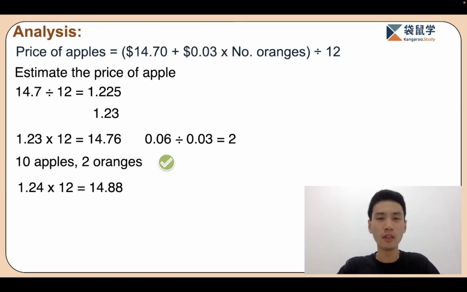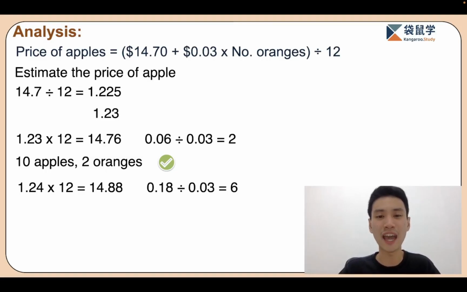1.24. And therefore, if it's 1.24, we would get the total price of 14.88. So, what do we do now? That's right, we take 14.88 minus the total price of 14.70 given in the question, and that is 0.18. And what do we do with that? That's right, we divide it by the difference in price between one apple and one orange, 0.03, to get 6.